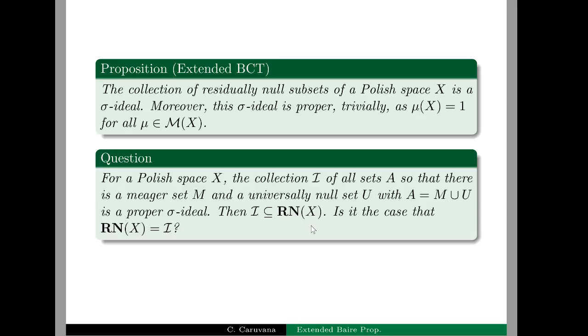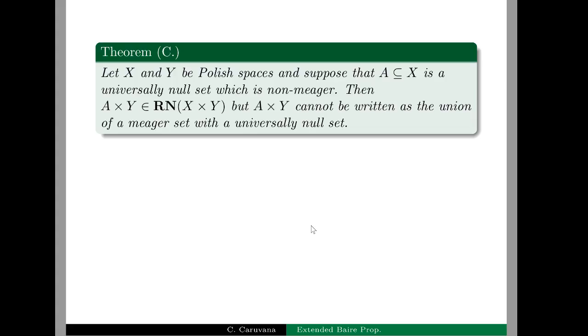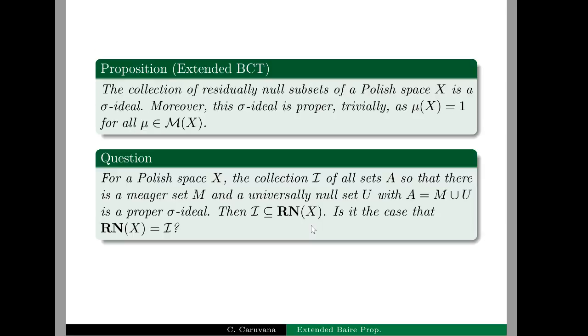What are the other examples? I have one, it turns out. So in general, the answer is going to be no. I actually get more sets. Not every residually null set is going to be the union of a universally null set with a meager set.